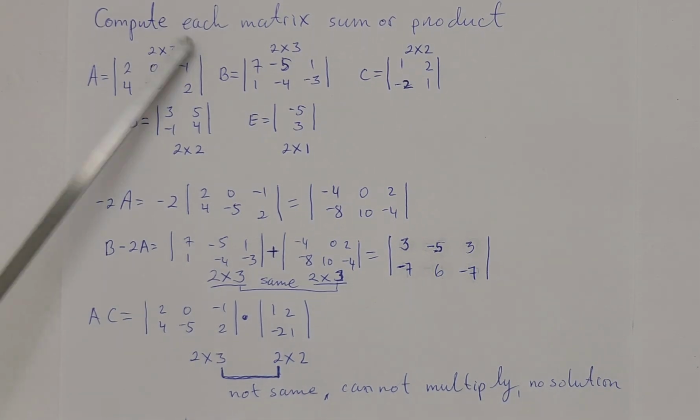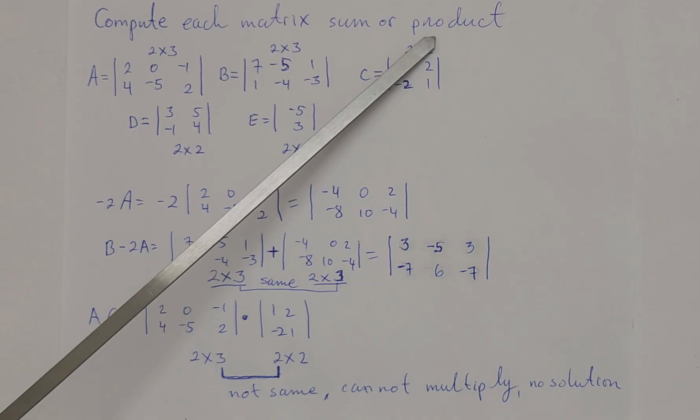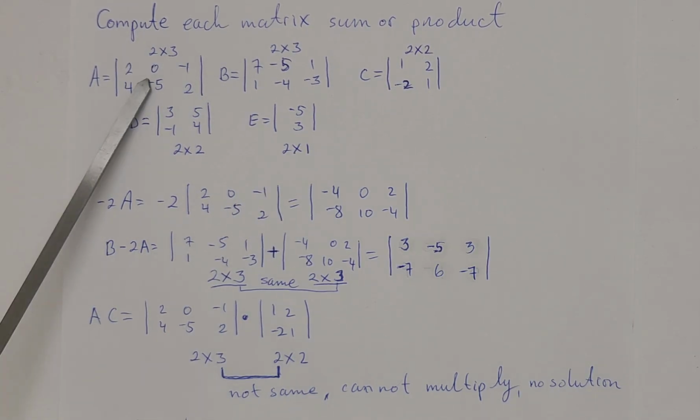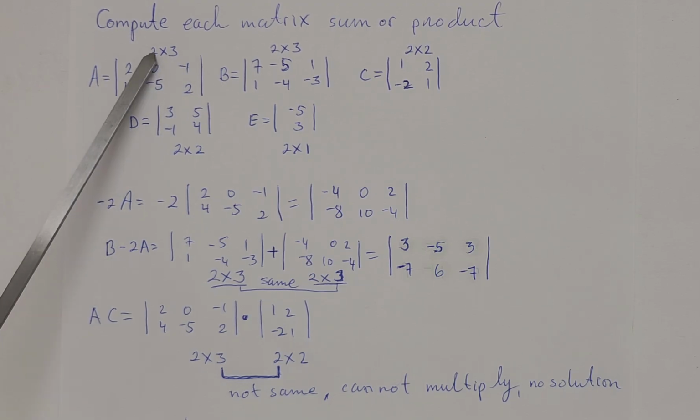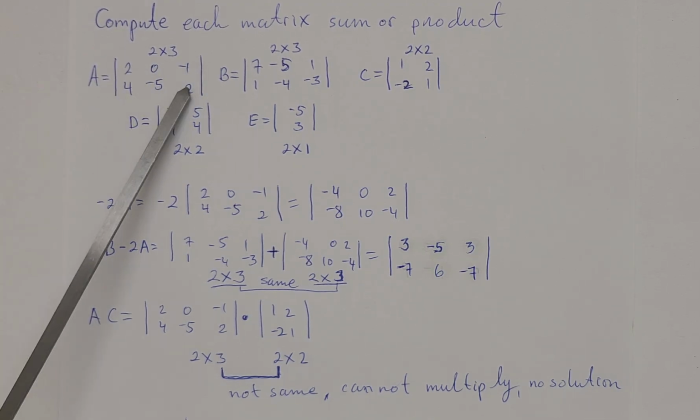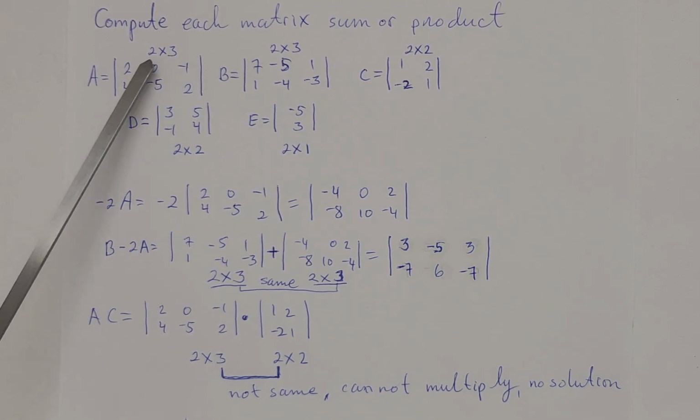This lesson is compute each matrix sum or product. Here I have matrix A, and the dimension is 2 by 3. 2 is because I have 2 rows. 3 is because I have 3 columns. So that's why it's 2 by 3.